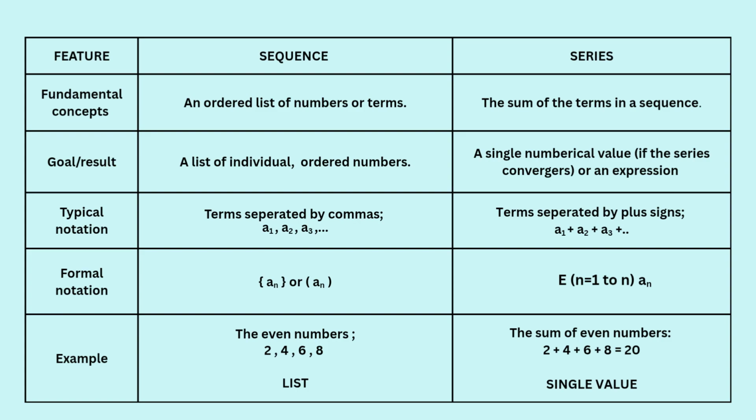This difference is clearly reflected in the notation. When you see a sequence, you see commas separating the terms a1, a2, and so on. The result is a list. When you see a series, you see plus signs and the sigma symbol, telling you to add. The result is a single value.